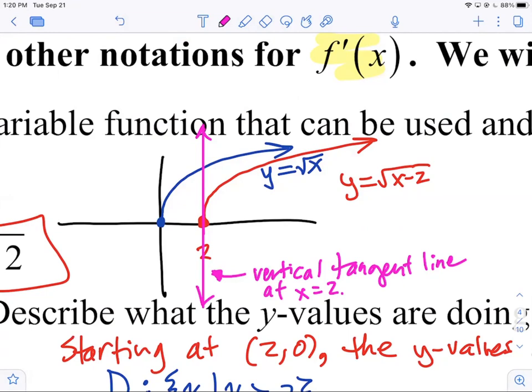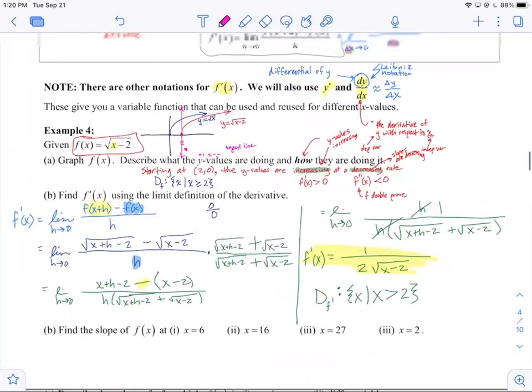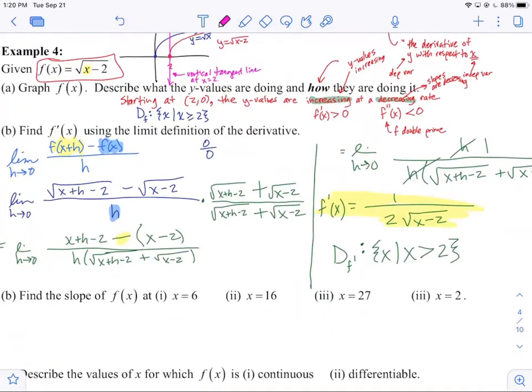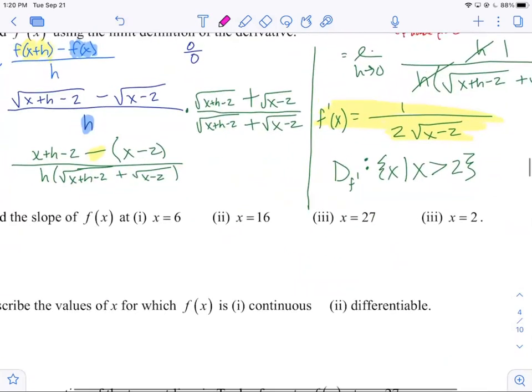The function exists at 2, but the slope doesn't, and therefore the derivative doesn't. Pretty interesting. Okay, now let's go ahead and try out this new handy dandy function. Find the slope of the function at x equals 6. Well, now that I have that function, I could just say f prime of 6. We always denote it on the other side. And then I plug in, and I get 1 over 2 square root of 6 minus 2 is 4, and square root of 4 is 2. I get a fourth, right?